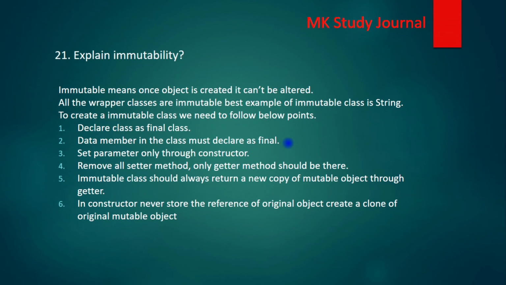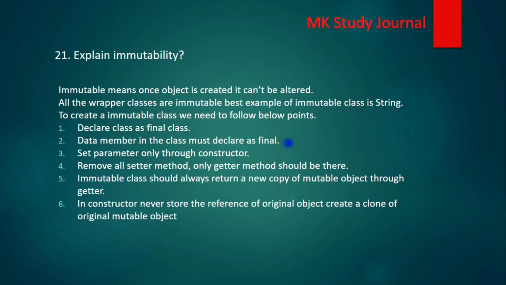And the fifth point is that if your immutable class contains any kind of mutable object, then at all the entry points, while getting the value or while setting the value in the constructor, always store a copy or return a copy. Never store or return the original objects, otherwise the value can be modified. So in the constructor, never store the reference of the original object; create a clone of the original mutable object.